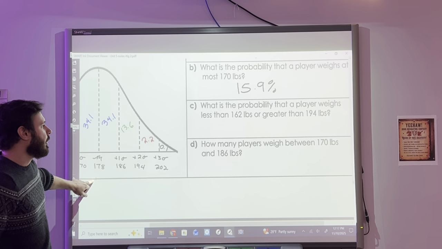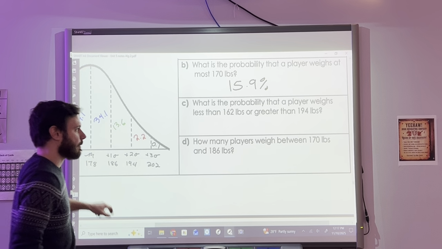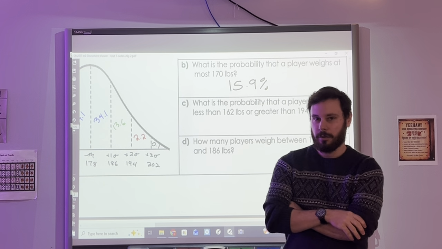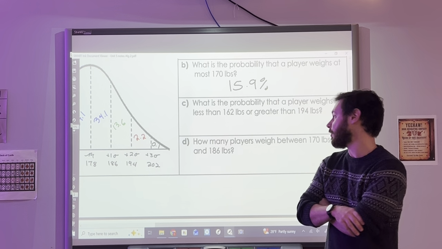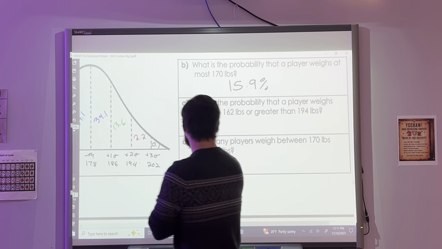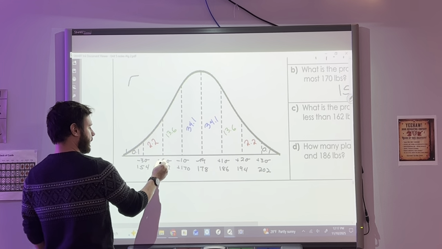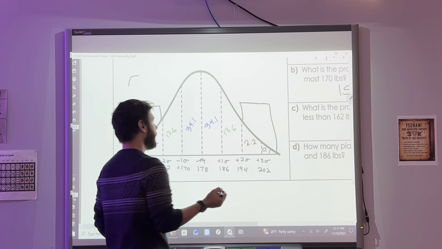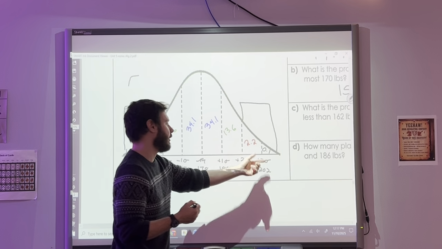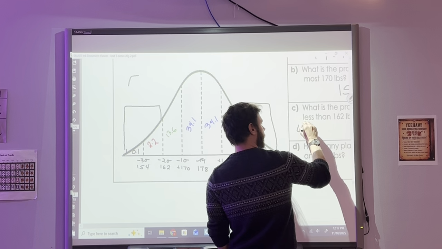What is the probability that a player weighs less than 162 or greater than 194? Remember, "or" is an add statement, and "and" is usually multiplying. So if I'm saying "or," I'm going to add some percents together. The probability that the player weighs less than 162, that's over here, or more than 194, that's over here. I'm adding these blocks together. So 0.1 plus 2.2 plus 2.2 plus 0.1 equals 4.6.